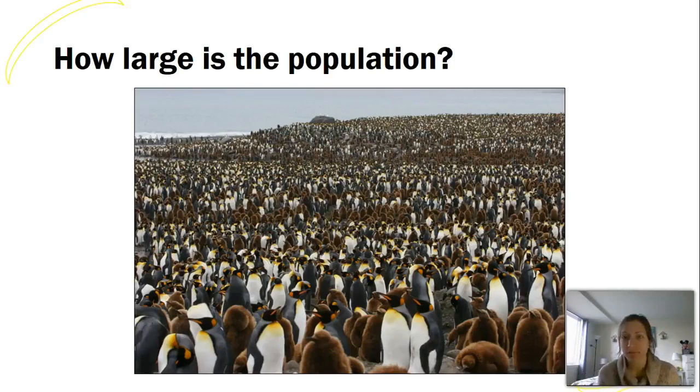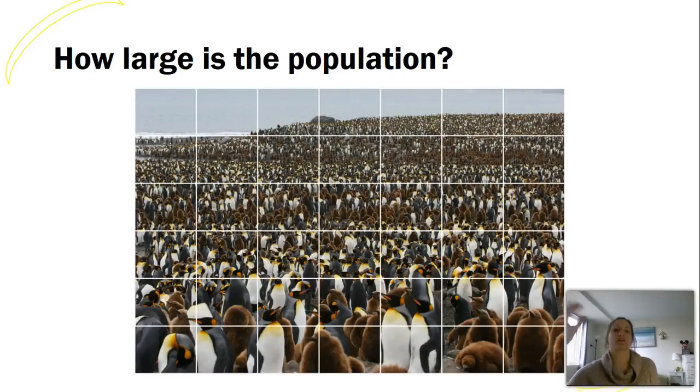I'd be wasting my time, and as a researcher, as a scientist, you're also wasting money spending so much time to estimate a population, especially something as big as this. So what do we do then? How do we make this more manageable? So one thing we can do is grid this off. We can use a grid, and instead of counting every single penguin in this colony, we can count some of these boxes. I can count the number of penguins in this box, or this box, or this box.